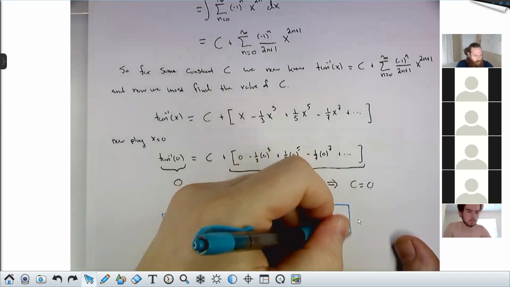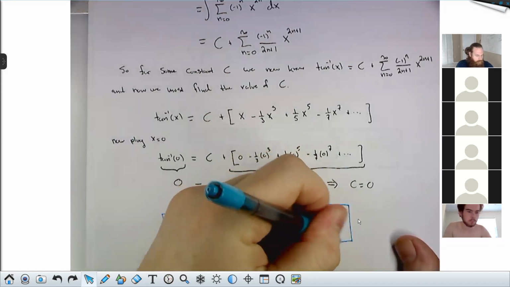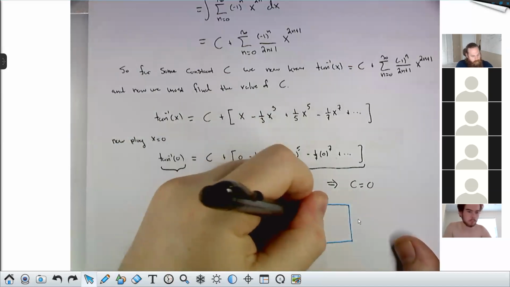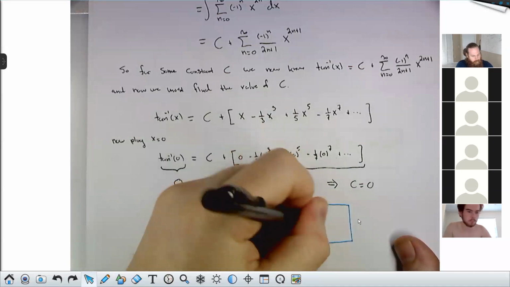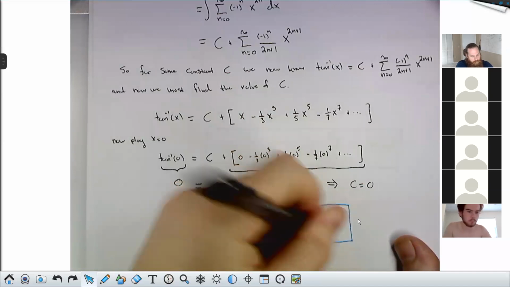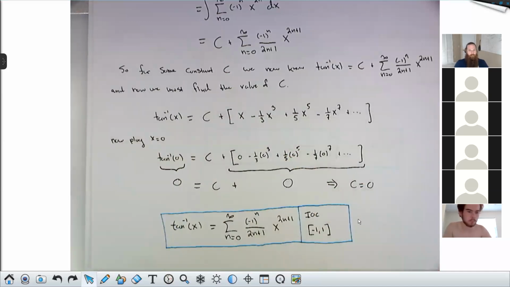The other thing that you need to remember along with this is its interval of convergence. Now you could sort that out on your own using the ratio test, so I'm not going to burn class time on it. I'm just going to tell you that the IOC here is the closed interval -1 to 1.